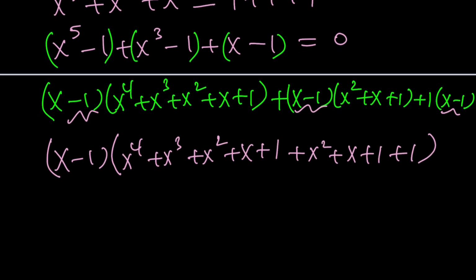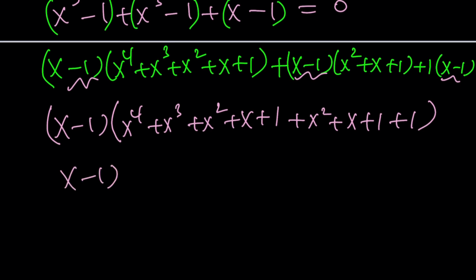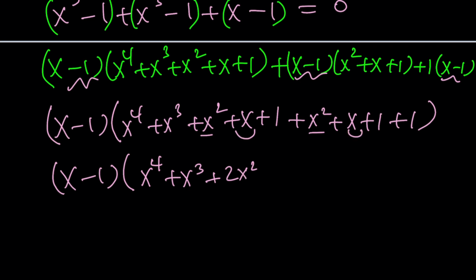Uh-oh, there's a lot of ones. So one of the factors will be x minus 1. The other factor will be x to the 4th plus x cubed. Let's add x squared plus x squared, which is 2x squared. x plus x is 2x. And 1 plus 1 plus 1 is 3. Nice, right? Well, not really.